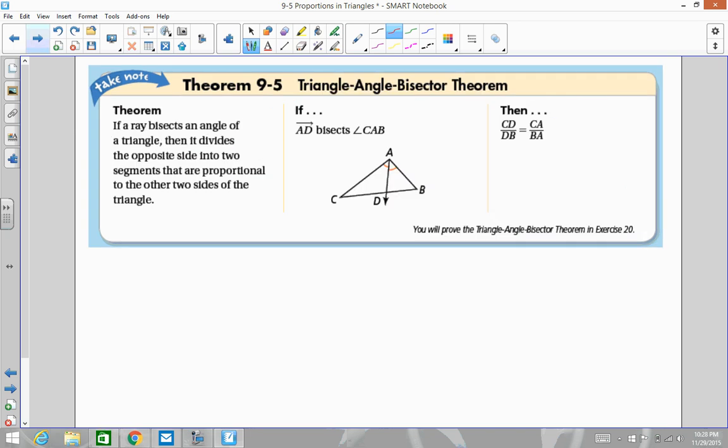And then finally we have the triangle angle bisector theorem, which says that if you have an angle bisector in a triangle, then this piece right here is proportional to this piece, along with this piece right here is proportional to this piece. And so this gives us a different proportion here so that we can set these proportional parts. And so we're going to apply these theorems in different ways in figures.